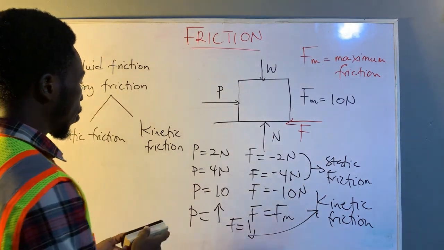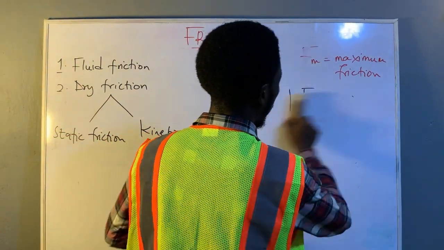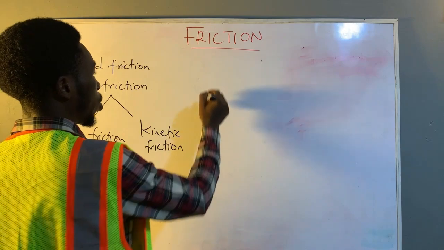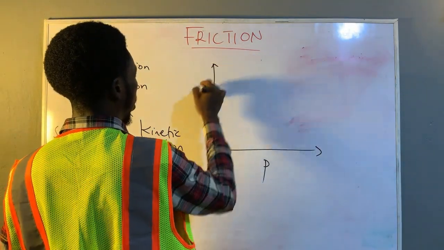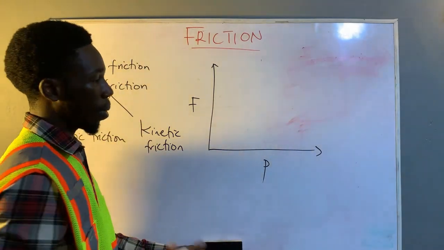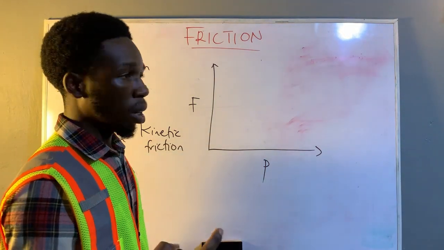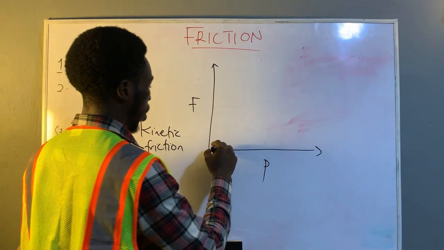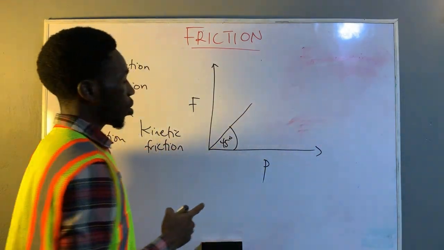So now let's look at the graph. Let me draw my axis. We're going to have the applied force in this direction, and we're going to have friction force in this direction. Remember that earlier I said at a point in time, that's when the rigid body is not sliding. If you increase P, F will also increase. We're going to have something like this. It will be 45 degrees.